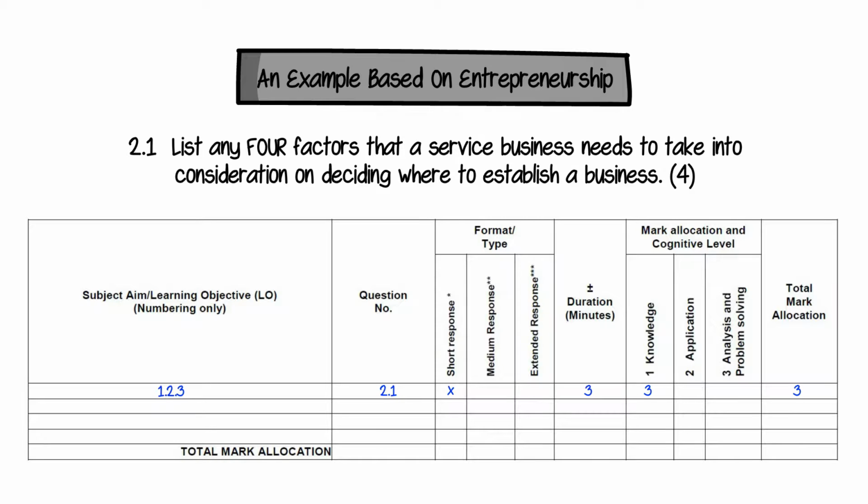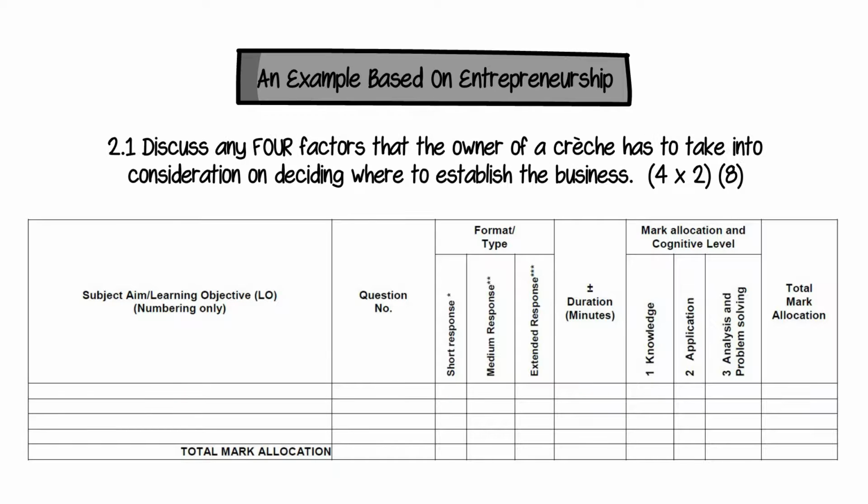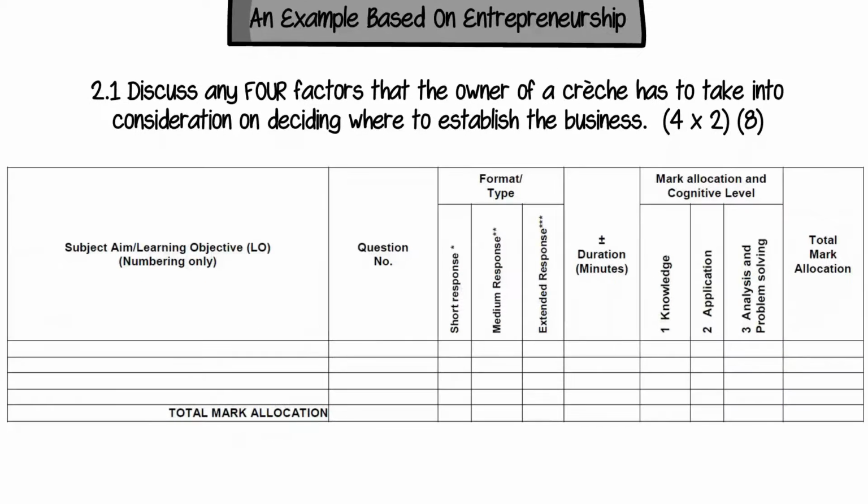Now let us have a look at the second scenario. 2.1. Discuss any 4 factors that the owner of a creche has to take into consideration on deciding where to establish the business. 4 times 2, which is 8. Look at the completed analysis grid. Topic 1, Subject Outcome 1.2, Learning Outcome 1.2.3, Question number 2.1 is a medium response question. The time allocated is 6 minutes. The cognitive level is application, and the total mark is 6.